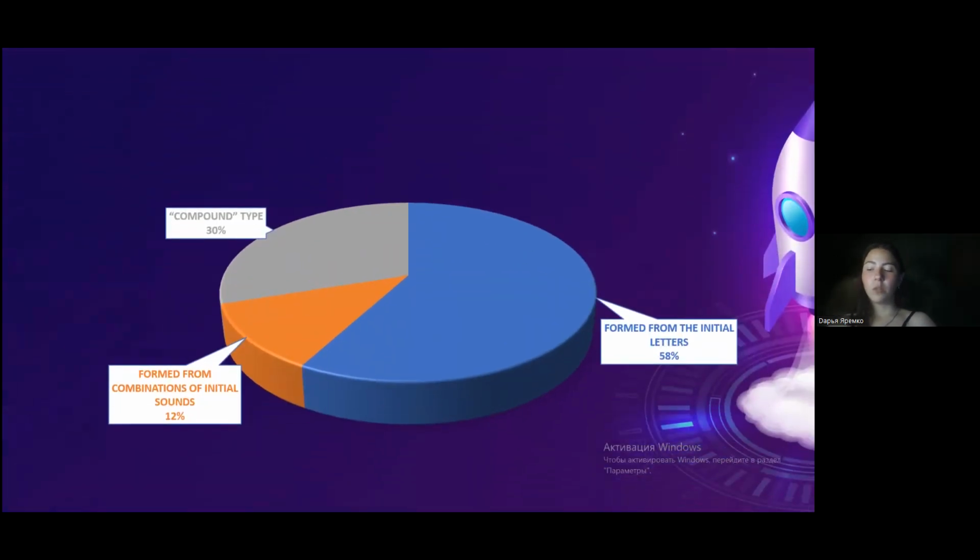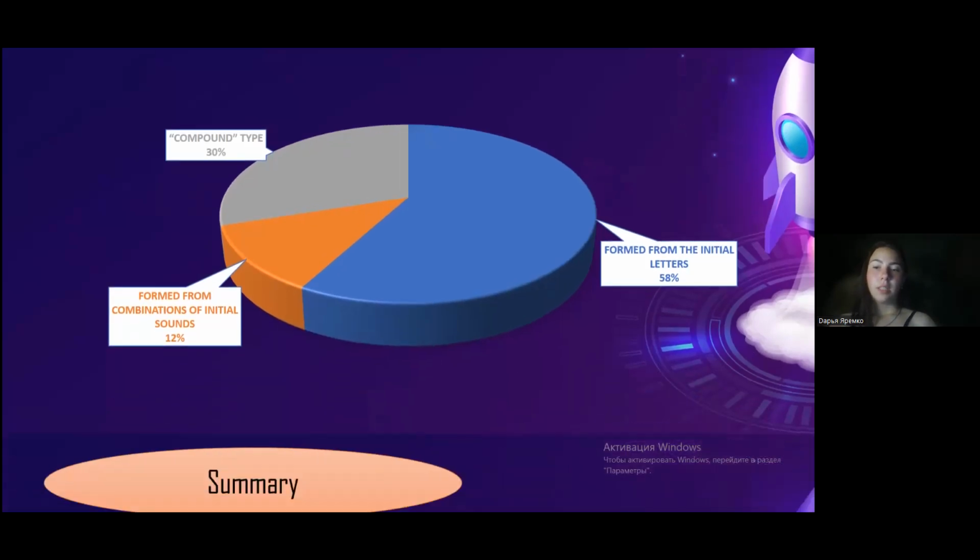Let's look at diagram 2. We can see that the most used abbreviations in aviation terms are abbreviations formed by the initial letters, which have 58%. The next one is the compound type with 30%, and those formed from combinations of initial sounds have 12%.